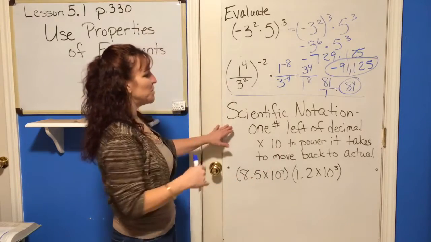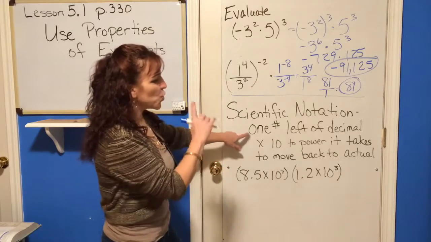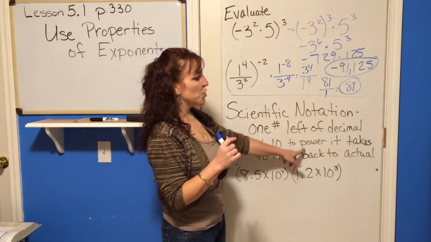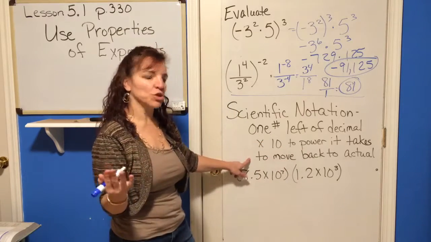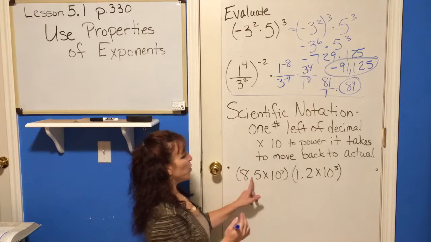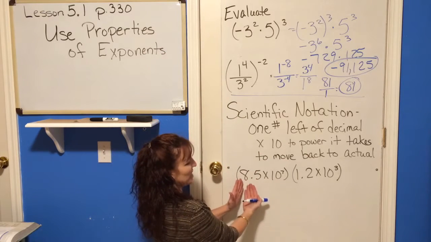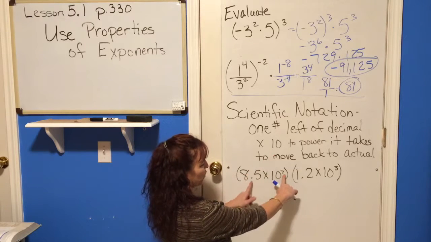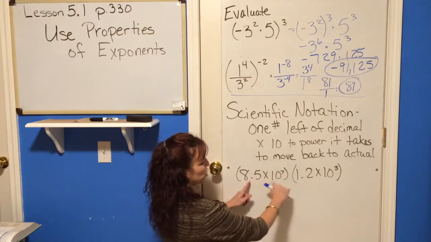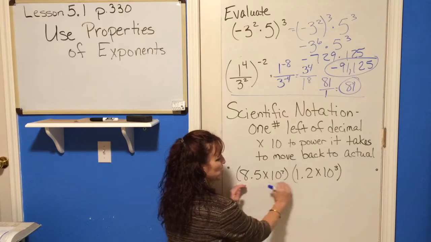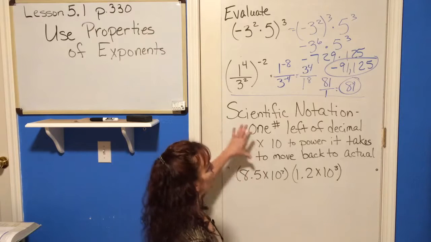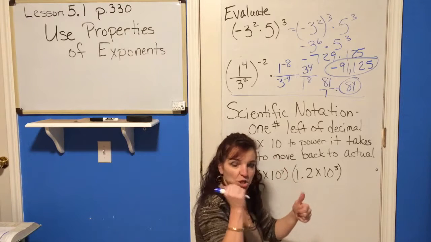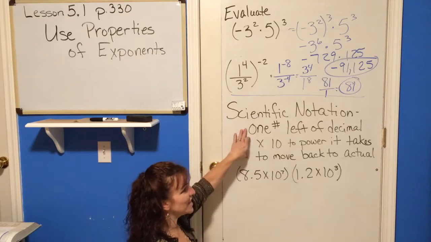Alrighty? So what makes sense to me is that scientific notation is one number to the left of the decimal times 10 to the power it takes to move it back to the actual number. So in this case, 8.5 has one number to the left of the decimal times 10 to the power that it takes to move it back to the actual number. If you were to move this decimal 7 places to the right, you're going to get to the actual number. You should have done this before, so I'm not going to camp out there. If you don't remember scientific notation, check it out in your book. Look at this definition. Ask me.